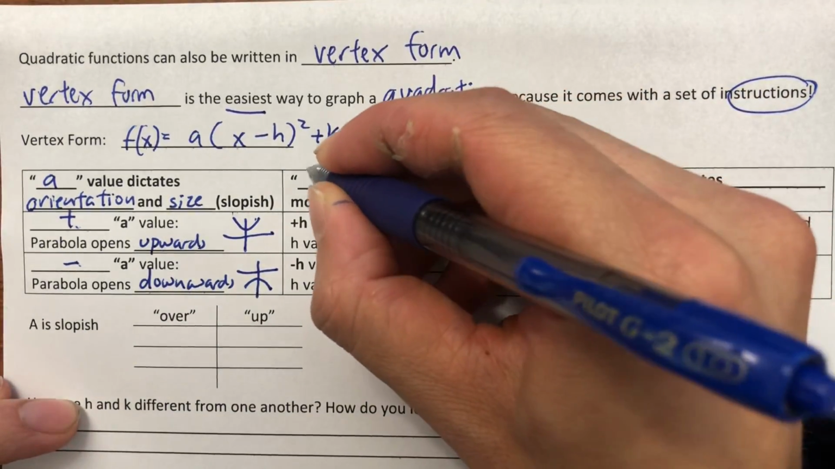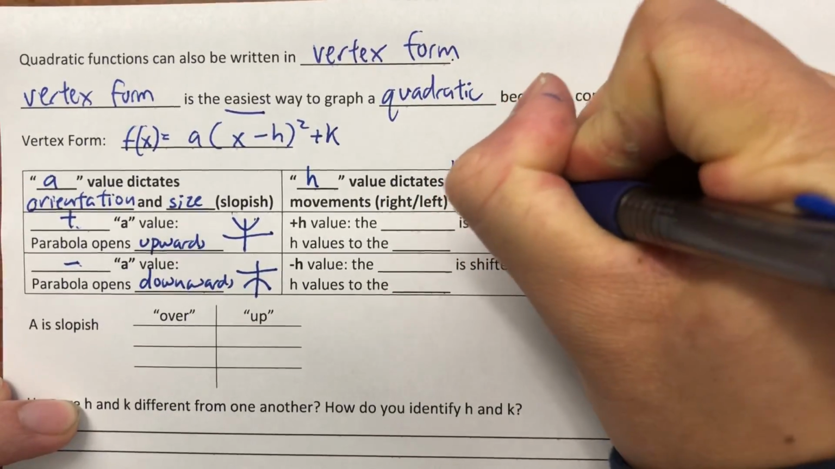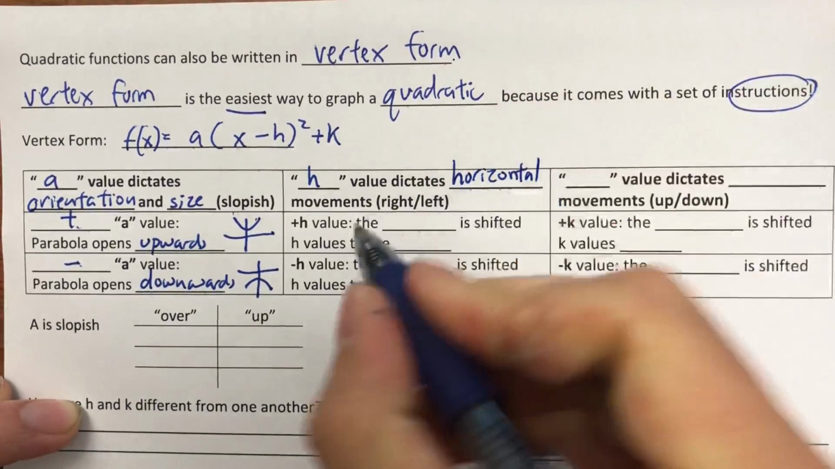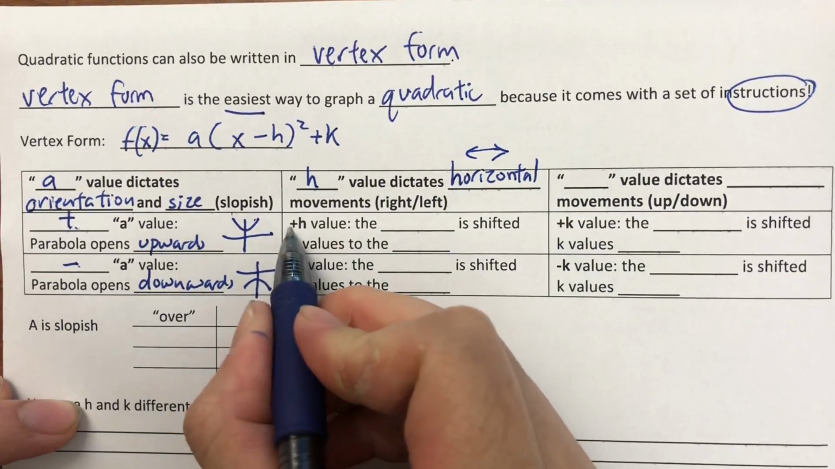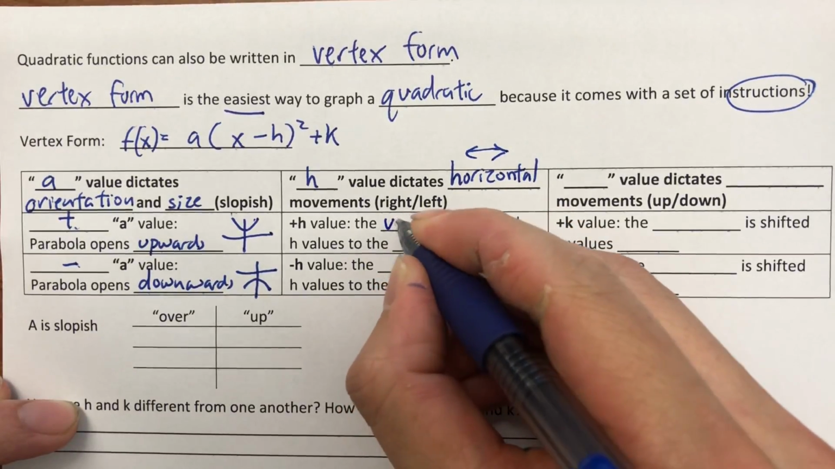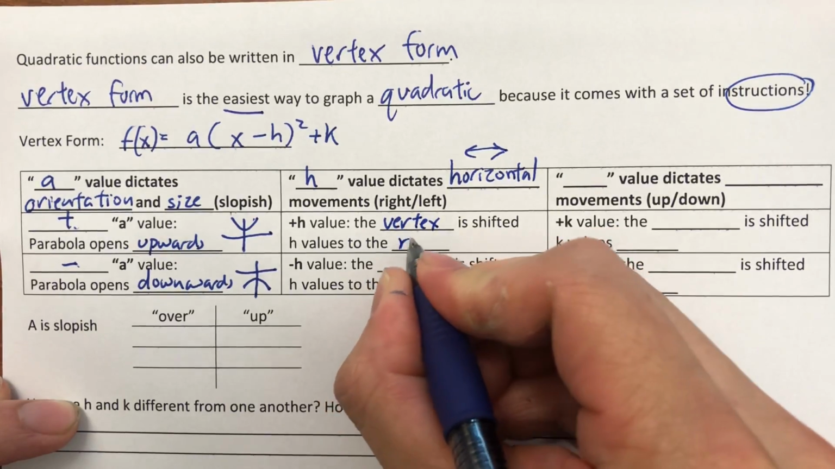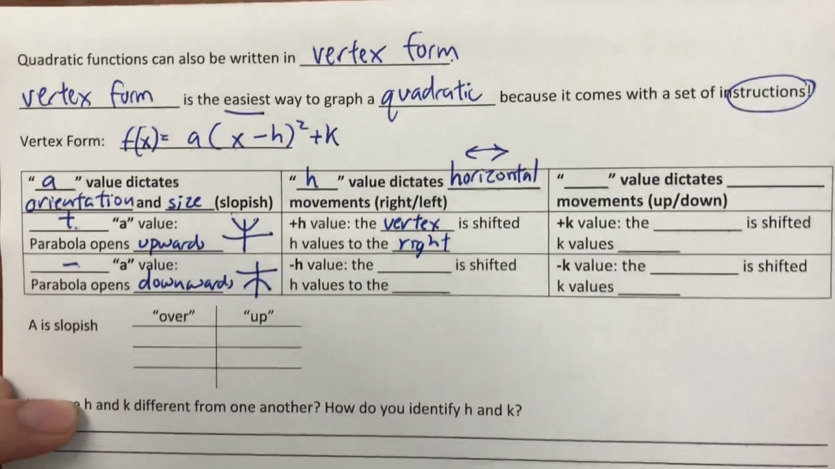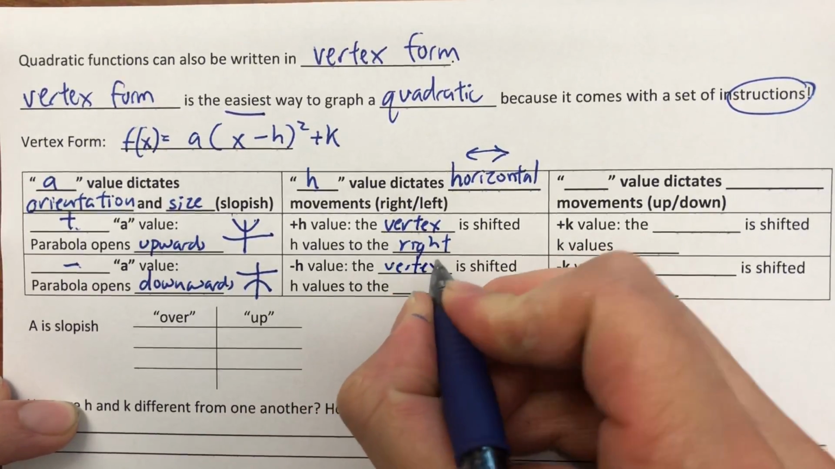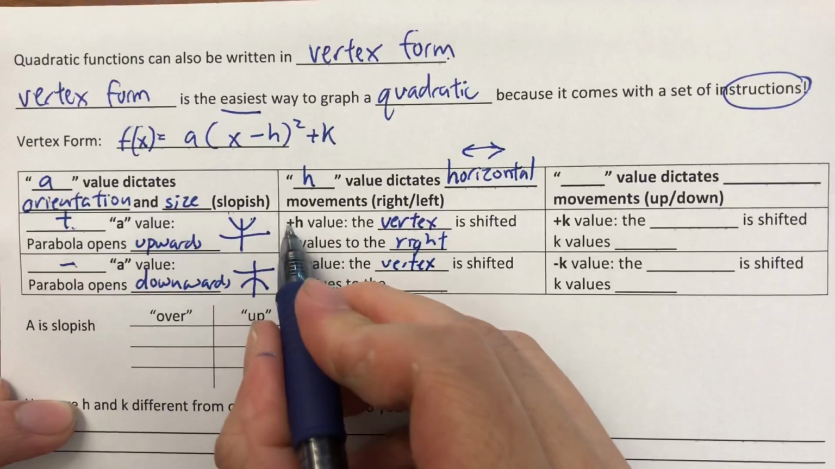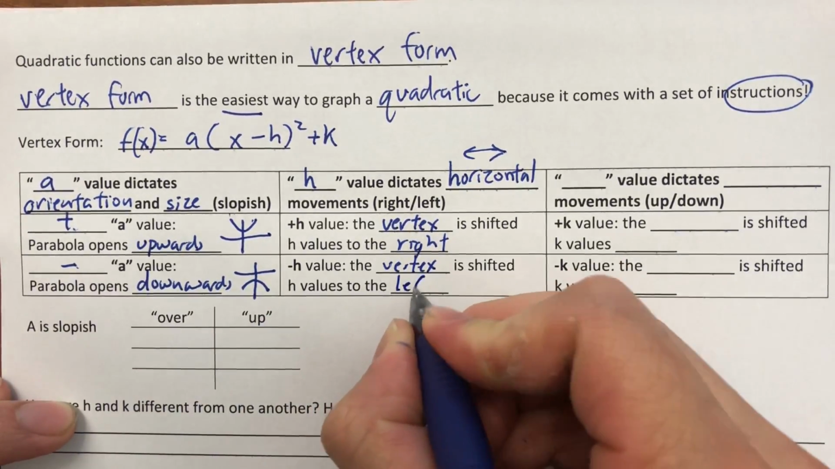Next, we have the h value. The h value dictates horizontal movement, which is to the left or to the right. So a positive h value means that the vertex is shifted h units to the right. And if you have a negative h value, the vertex is shifted h units in the opposite direction. If positive was right, that means the negative h value would be to the left.